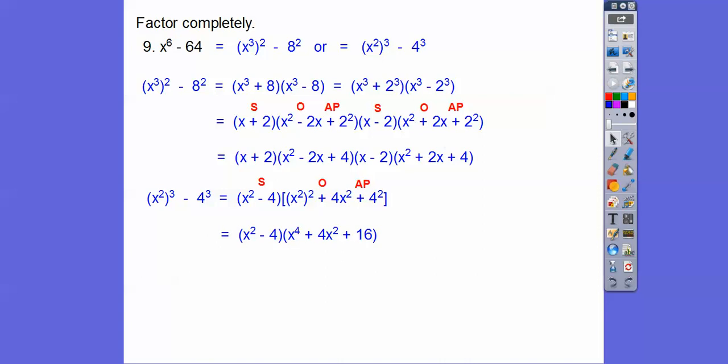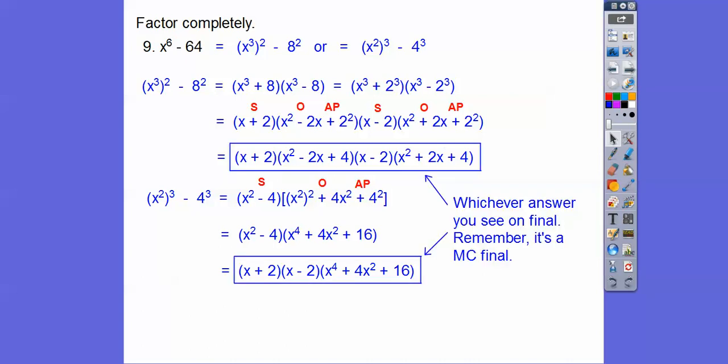Oh, not done. This is x squared minus 2 squared. So that becomes x plus 2, x minus 2, and then times that tri. That tri never factors again, you guys. So remember, it's multiple choice, you guys. So you're looking for the correct answer that's going to fit you, okay?